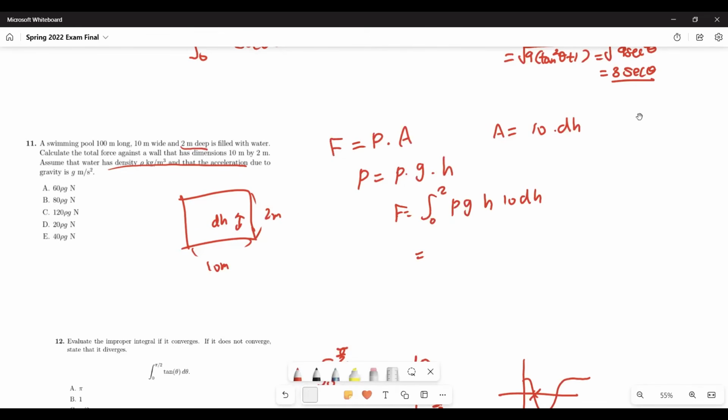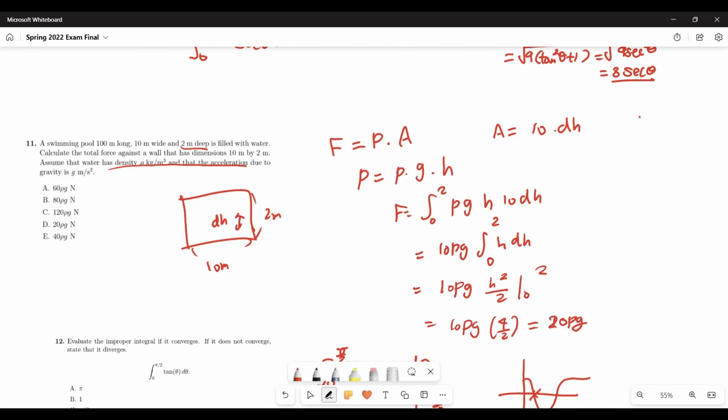So 10ρg h dh from 0 to 2, so that is 10ρg h squared over 2 from 0 to 2, so this becomes 10ρg times 4 over 2, which is 20ρg newtons, which is why the answer for this question is D.